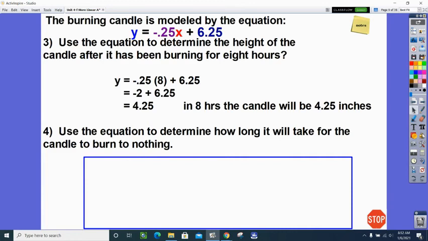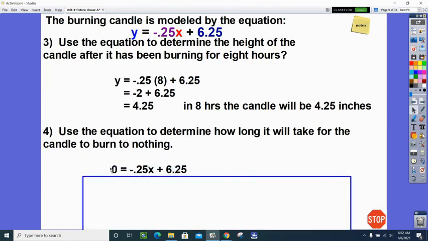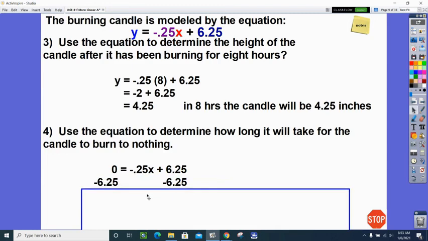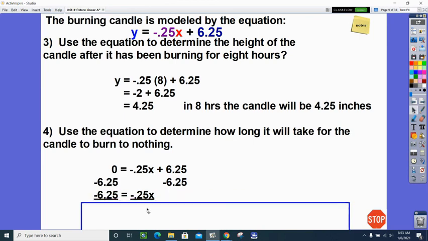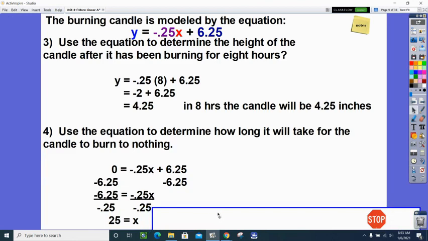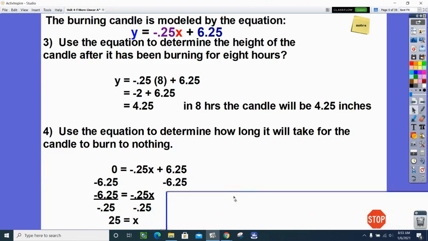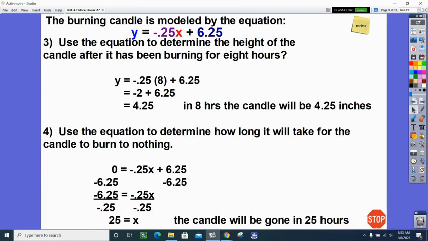Last question of the day. Use that equation to determine how long it'll take for the candle to completely burn to nothing. Now what do you do with this one? Remember your definitions. X is hours, Y is the height in inches, and we want it to be nothing. So this time we're going to substitute 0 in for the y, and you've got a two-step equation to solve, like back in Unit 2. Again, I'm not grading on steps, but it is absolutely okay to write them. You should have started by subtracting 6.25 on each side, and then we're going to divide by the negative 0.25, and our x will be 25. What does that mean? It means that in 25 hours, that candle is gone. So if you lit it, it would take just over a day to completely burn down.